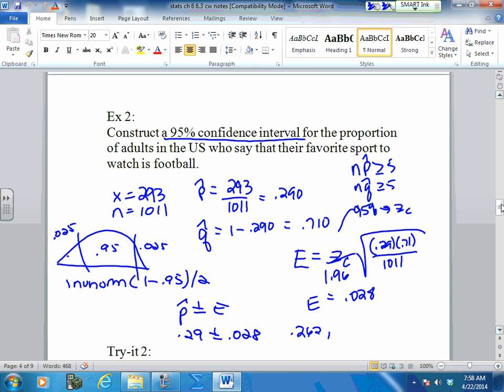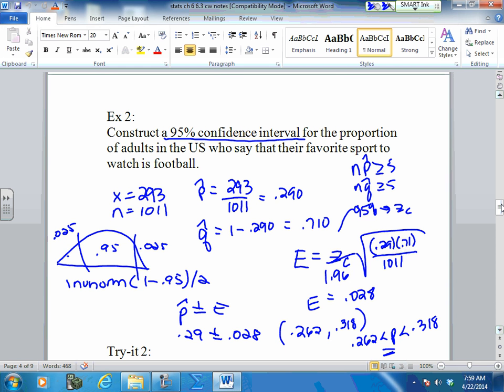I like the use of their number line, because then you can see if you change your confidence interval, you can see it widen, you can see it get narrow. Here's your interval. What this is saying is this. There's my population proportion. I'm going to be 95% confident that my population proportion for those people that watch football will fall between 26.2% and 31.8%.